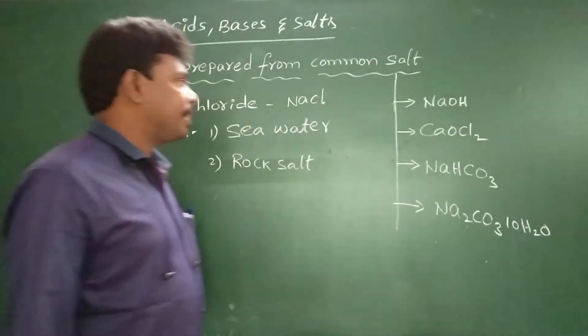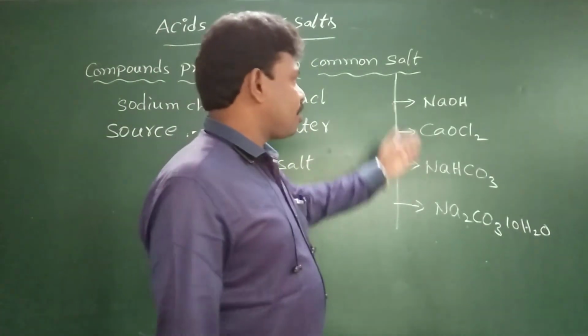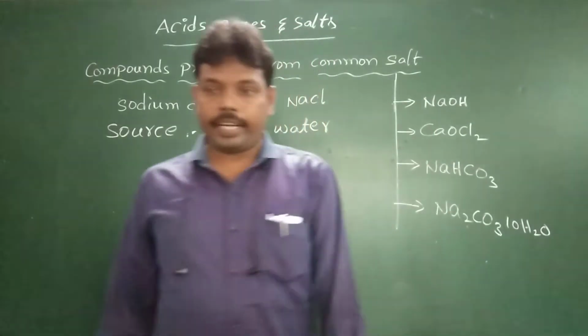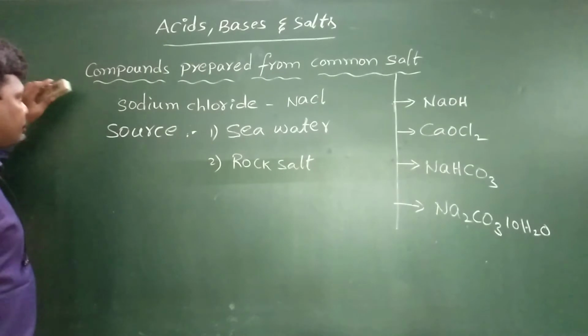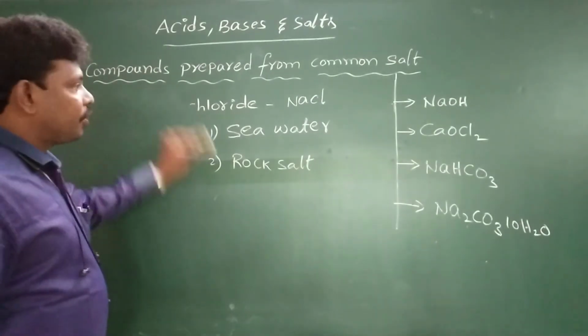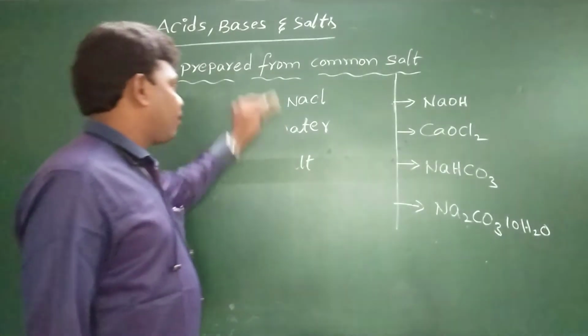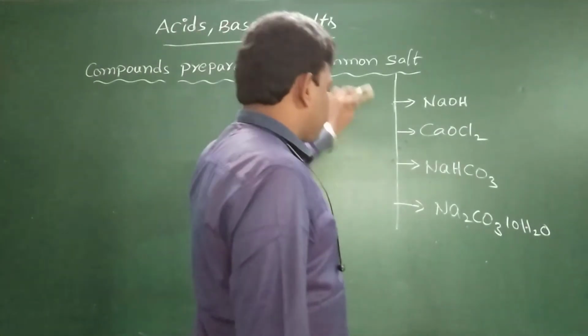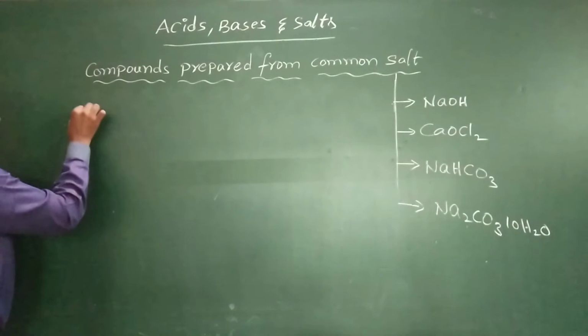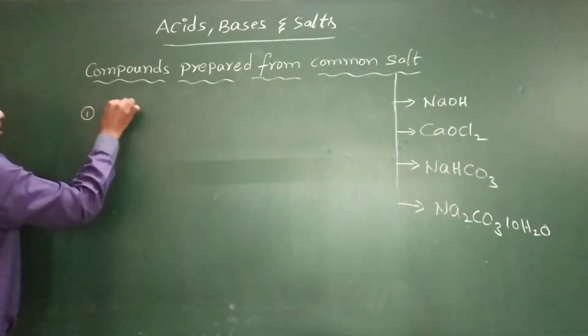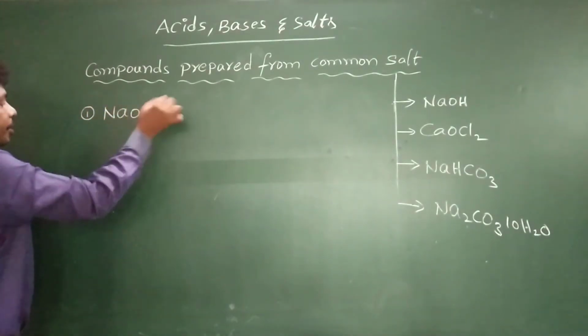Now let us study the preparation of these compounds one by one. Let us take the first one. What is the first one? Sodium hydroxide. How to prepare sodium hydroxide? The first one is sodium hydroxide, NaOH.